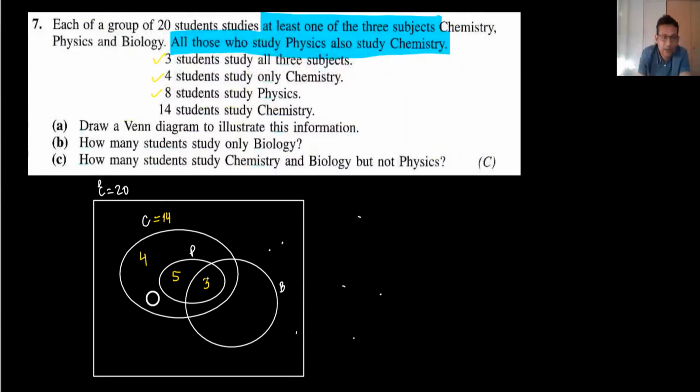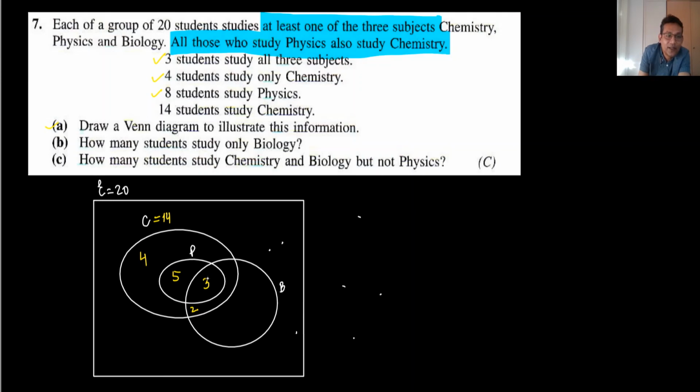So 4, I cannot add any other thing here. So 4 plus 5 is 9, 9 plus 3 is 12. So it means two students are there. So I will write 2 here, because when I write 2 here, this will become 14. So 2 we can write here. Okay, that's good. Now we have the right answer.